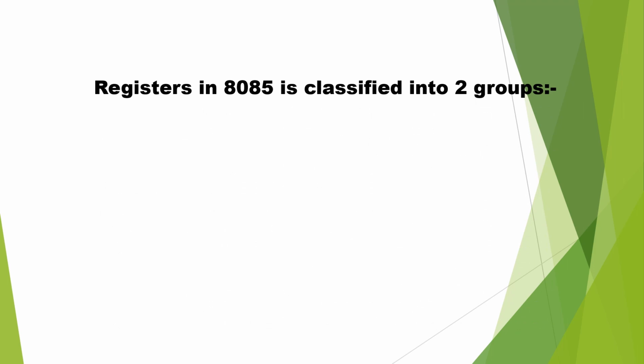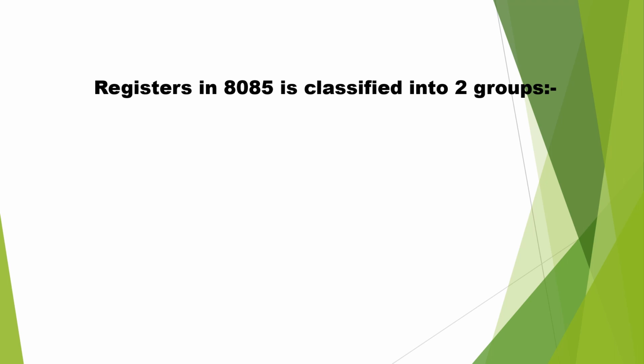Before going ahead with the concept of registers and its types, let us understand what a register is. Registers in 8085: in general, registers are made up of flip-flops. A flip-flop is an electronic circuit which stores one bit of data. A group of flip-flops together forms a register. Its other name is latch.